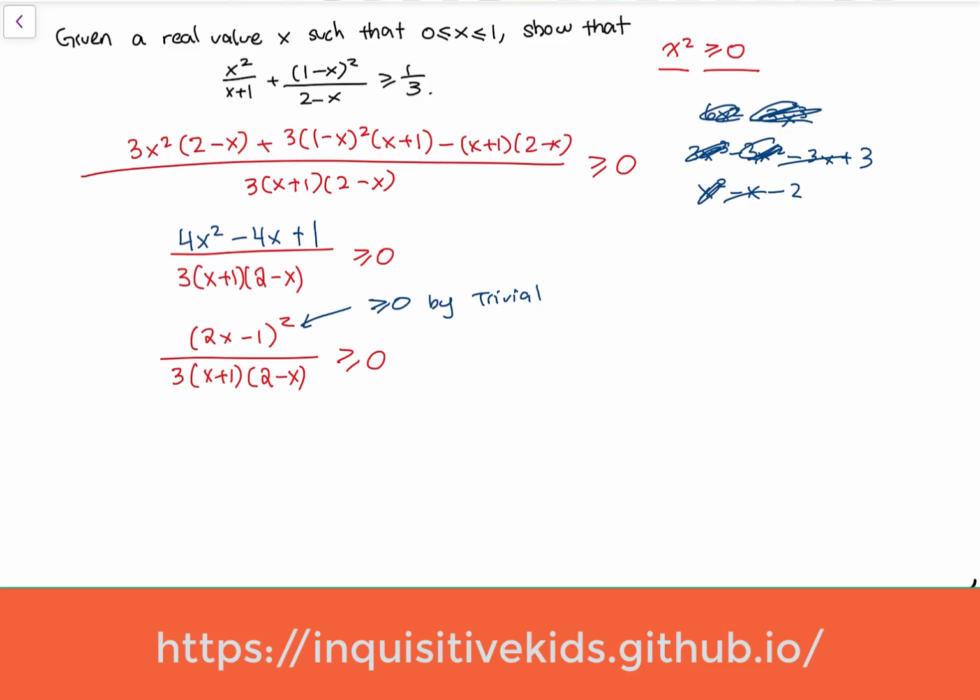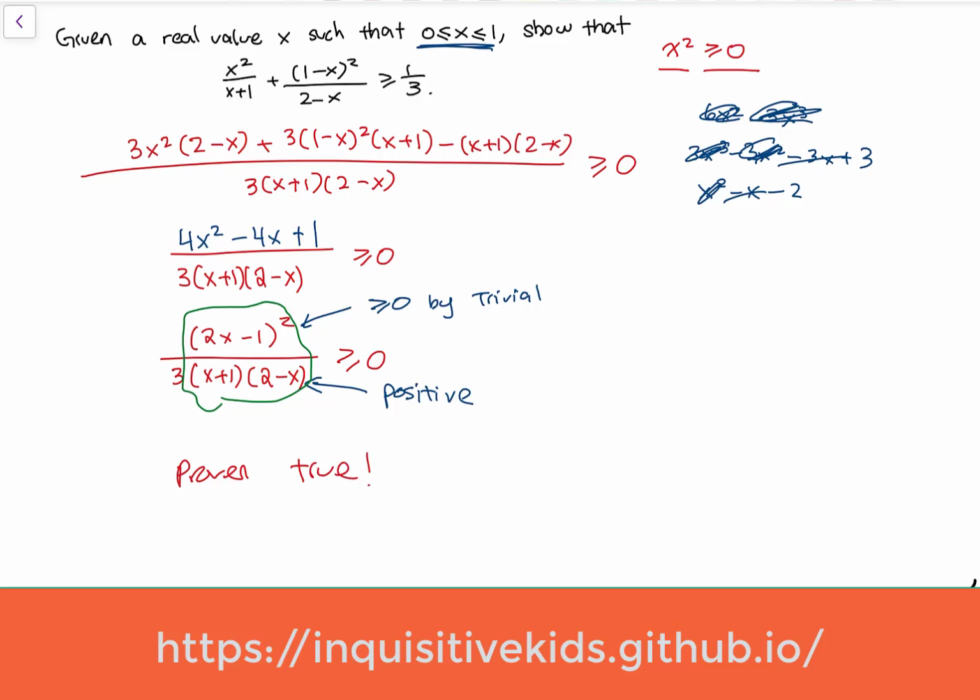And what about the denominator? Can it always be greater or equal to 0? Well, the answer is yes, because we know that x has a value between 0 and 1 inclusive, which means that the denominator will always be positive. Strictly positive. So if we have a non-negative number divided by a positive number, it is always going to be greater or equal to 0. It will work out. So now we have proven that the inequality is true.